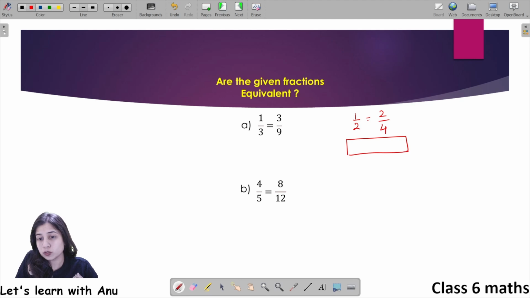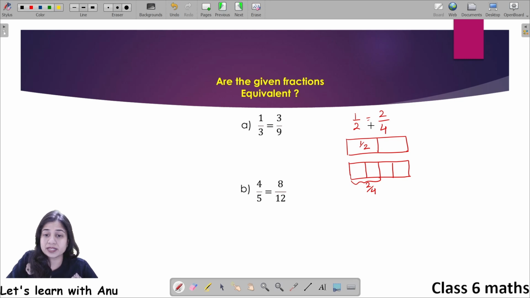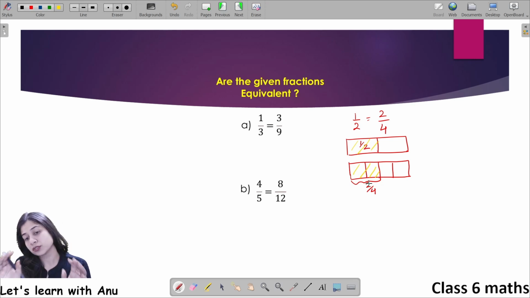Suppose I have two rectangles of the same size. First, I have divided it into two parts. So this is representing 1 by 2, one part out of 2. The same size rectangle, I have divided it into 4 parts, and this is representing 2 by 4. So actually they are representing the same value, 1 by 2 and 2 by 4. Here I drew the figure and we were able to see visually that they are equivalent fractions.